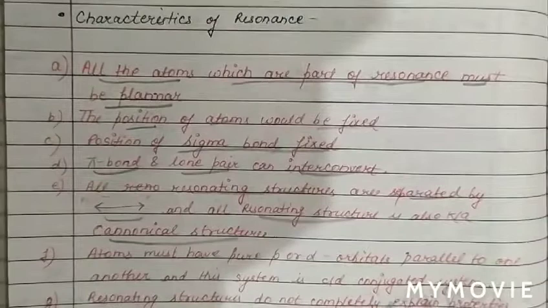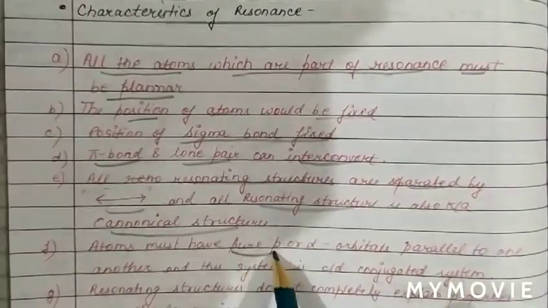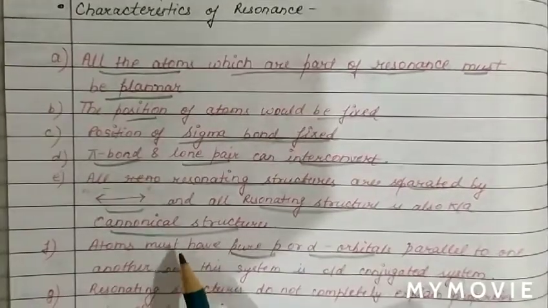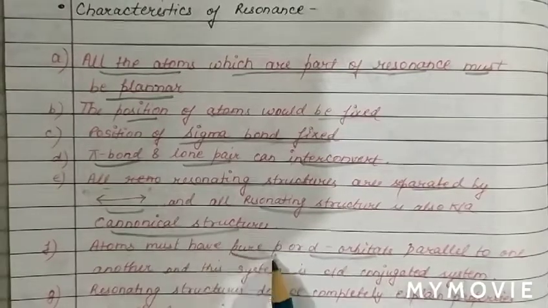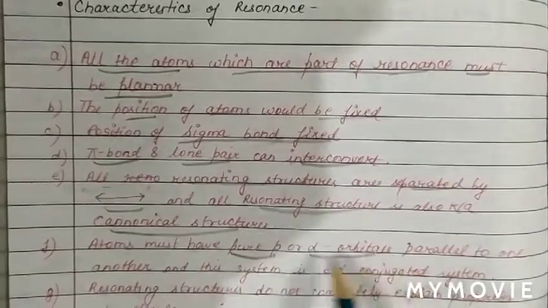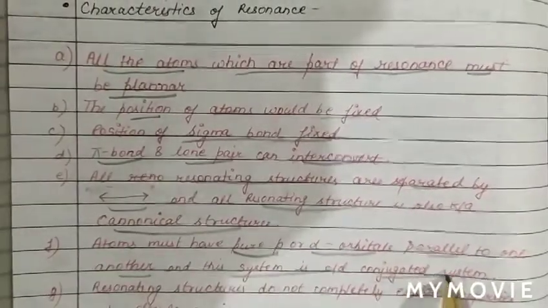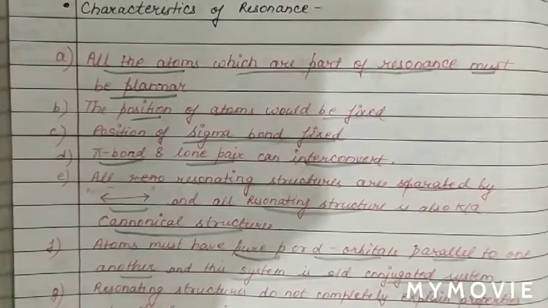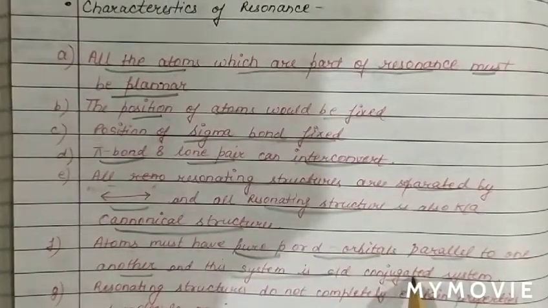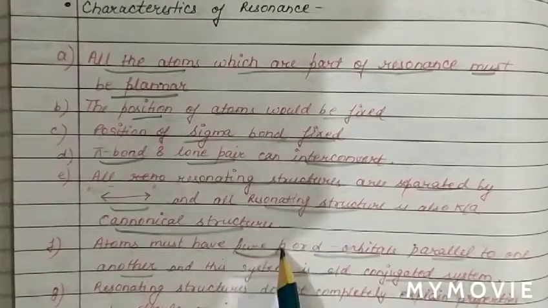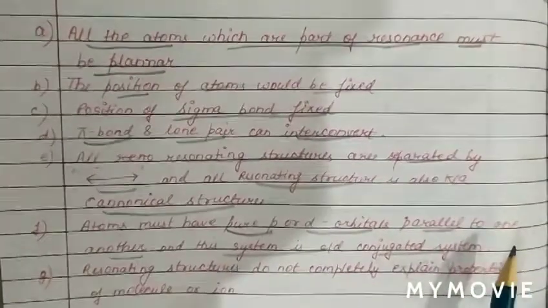See, the next point is that atoms must have pure p orbital or d orbital. So basically, for a conjugated system, atoms must have pure p orbital or d orbital, and these p and d orbitals must be parallel to one another, and this system we call a conjugated system. So for resonance the system must be conjugated, and for the system to be conjugated, atoms must have pure p and d orbitals which are parallel to each other.